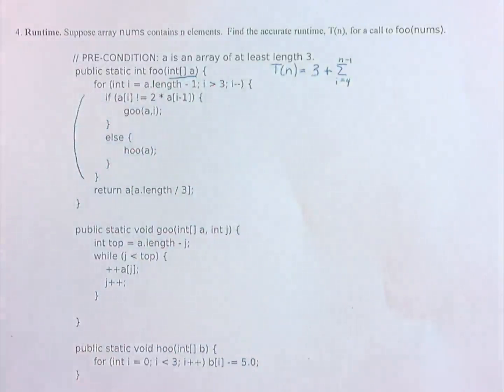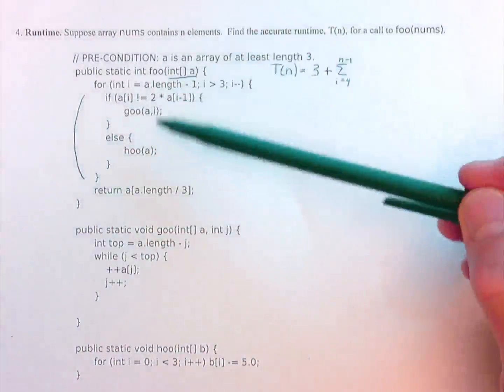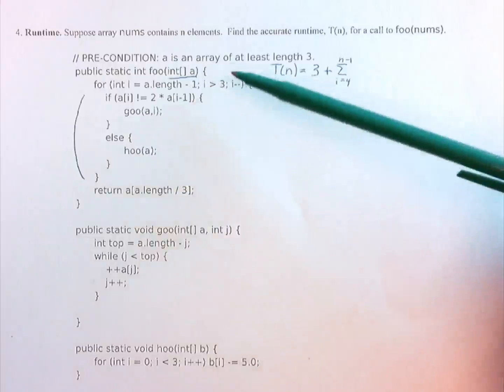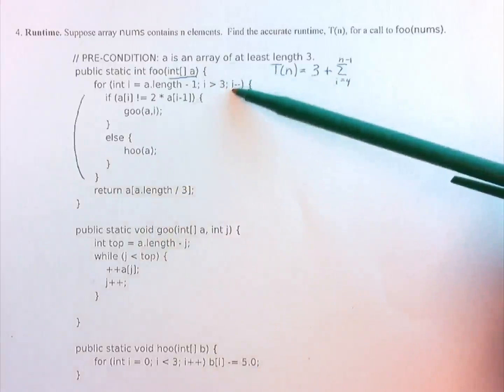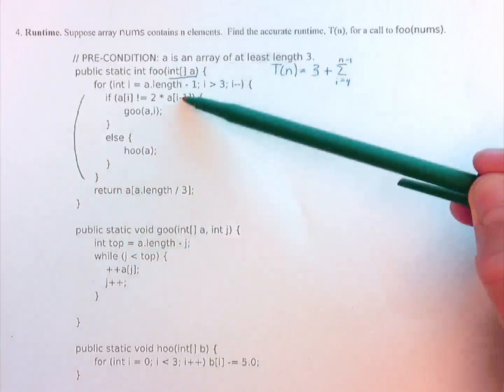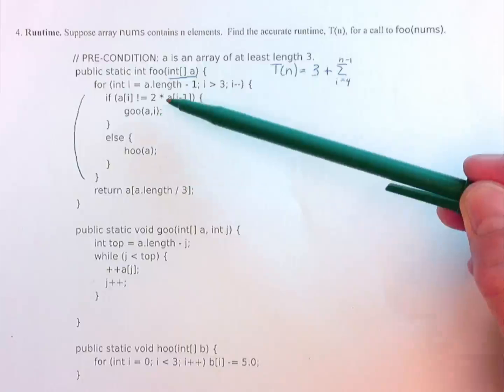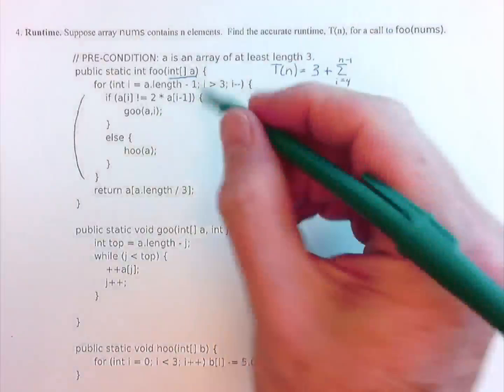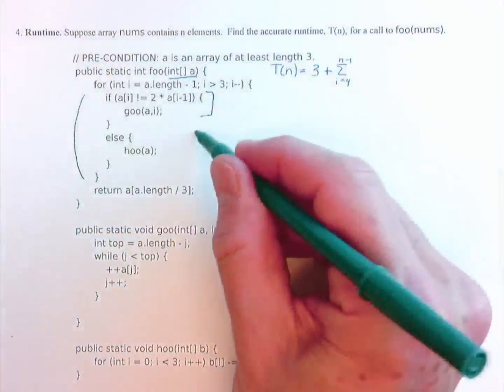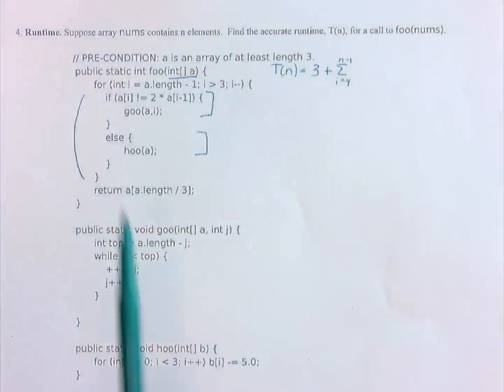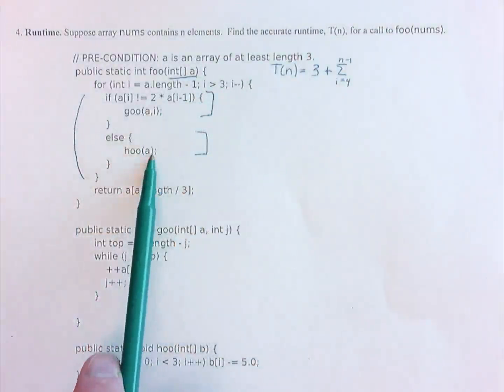Well, let's go ahead and look. We clearly have this executing every time and that executing every time. That's 2. We also have this executing every time. That's 3. On the other hand, we have to decide which is worse, this branch or this branch, that is, the call to goo or the call to who.